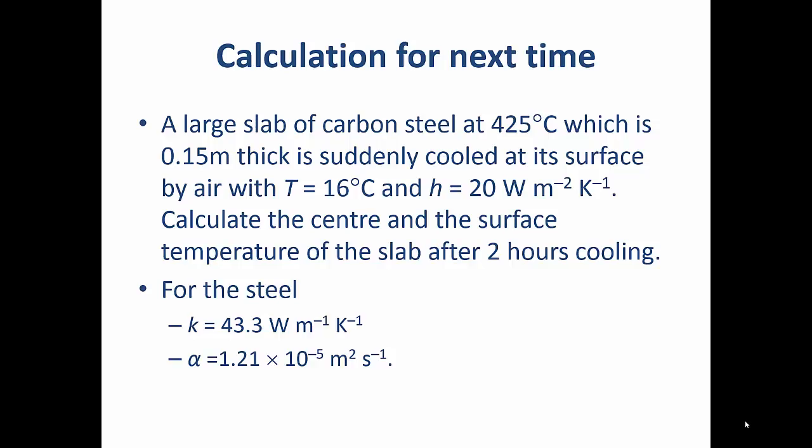And for next time I'd like you to do a calculation using a Heisler chart for a large slab of carbon steel which is initially at 425 centigrade and the slab is 0.15 meters thick, suddenly cooled at the surface by air at temperature 16 centigrade, convective heat transfer coefficient of 20 watts per meter squared per Kelvin. I would like you to calculate the centre and surface temperatures of the slab after 2 hours of cooling, given the thermal conductivity is 43.3 watts per meter per Kelvin and the thermal diffusivity is 1.21 times 10 to the minus 5 meters squared per second.